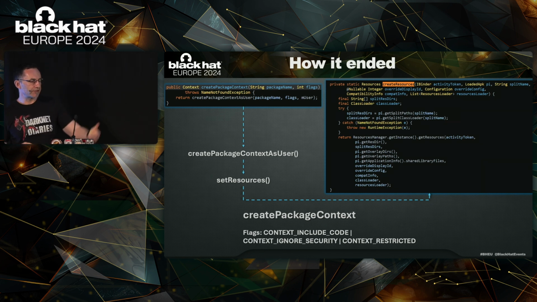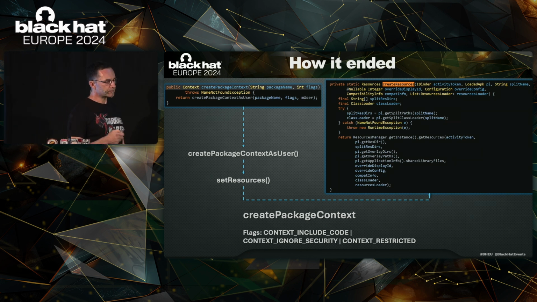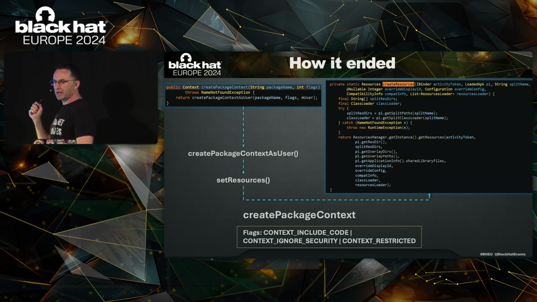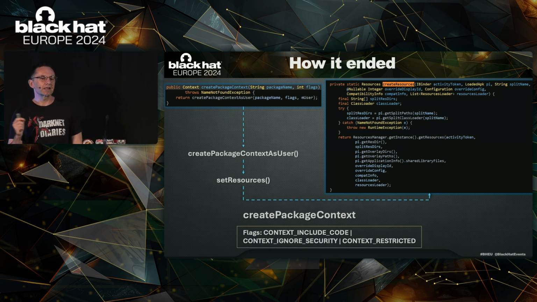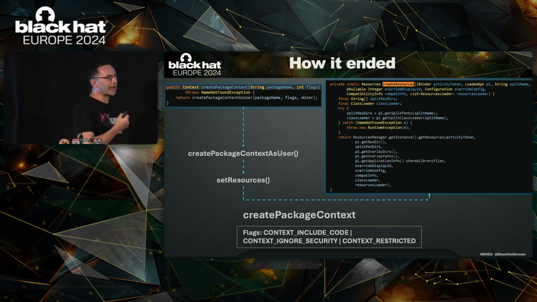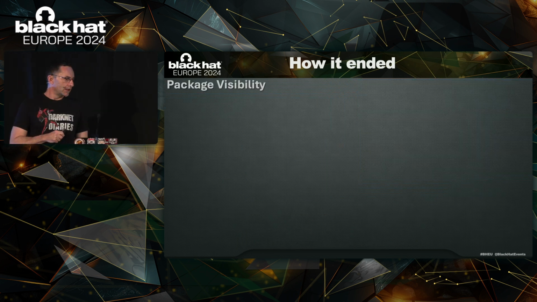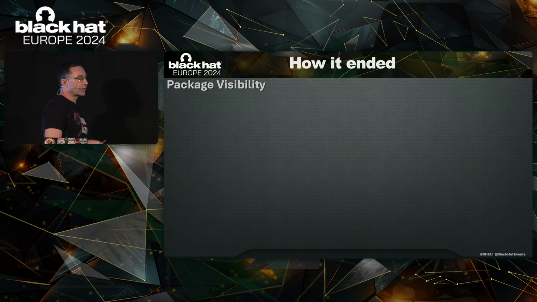Now, when it comes to the flags that I said before, of particular interest, at least for this briefing, are the first 2, context include code and context ignore security, which, when used in combination, may allow us to execute code and create objects using the class loader of the package that we want. A few things to consider when we're using this specific method.